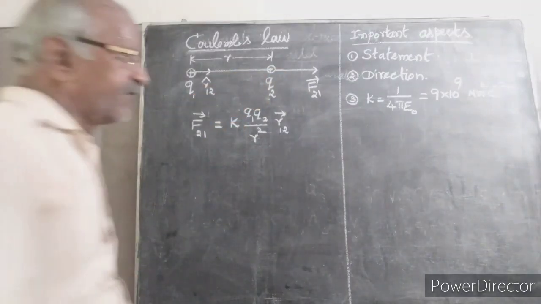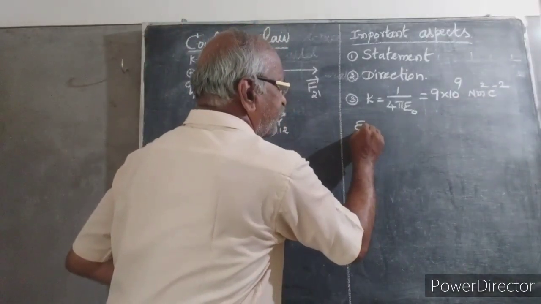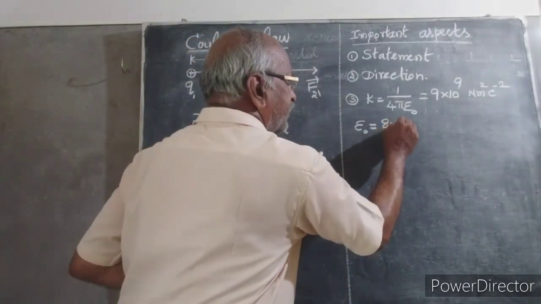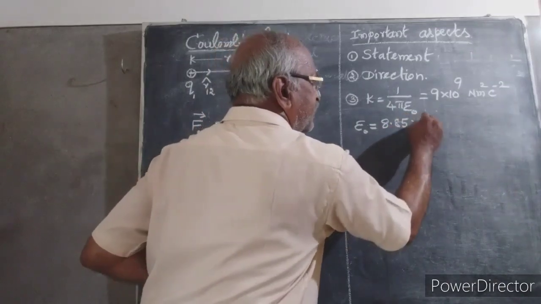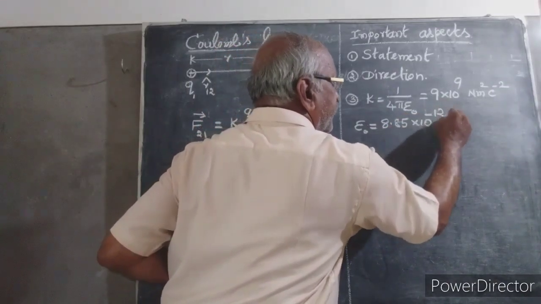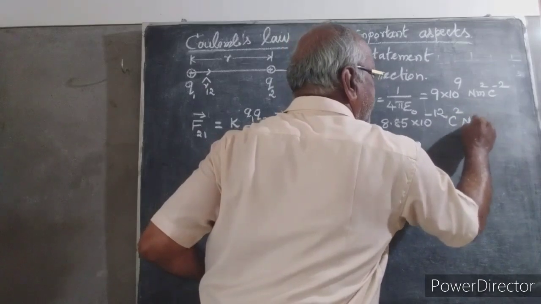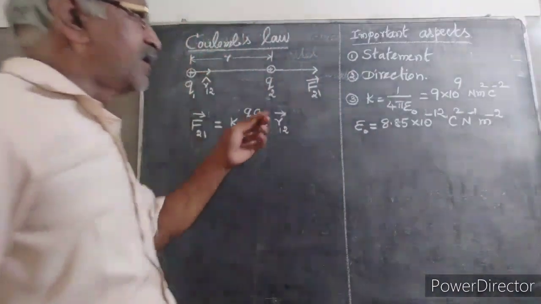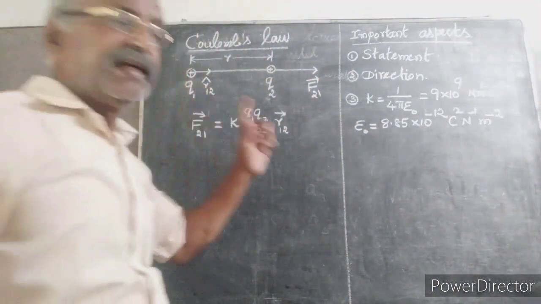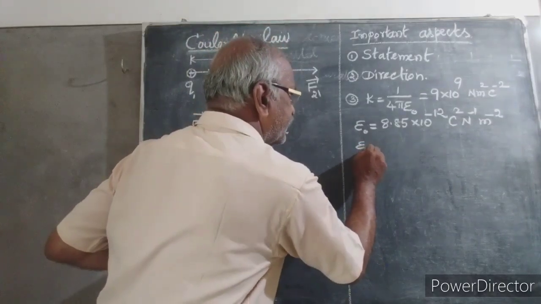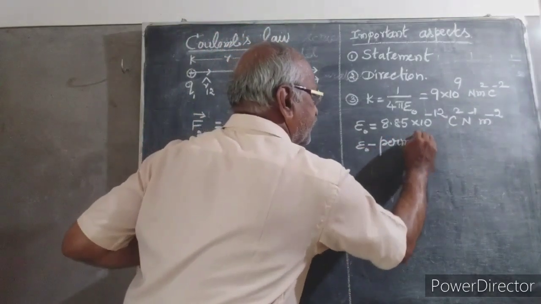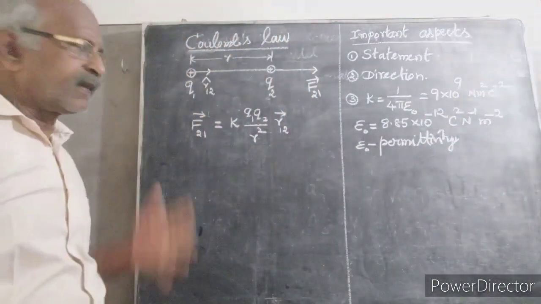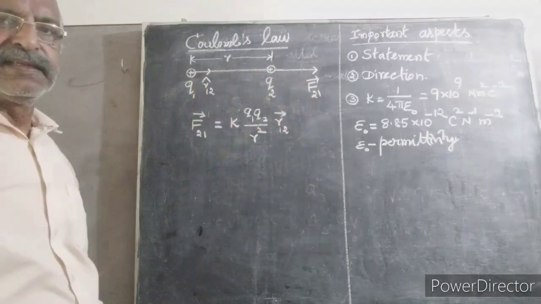where epsilon naught has a value of 8.85 into 10 power minus 12 Coulomb square Newton inverse meter inverse 2. And epsilon naught is called the permittivity of free space. So this is the third aspect.